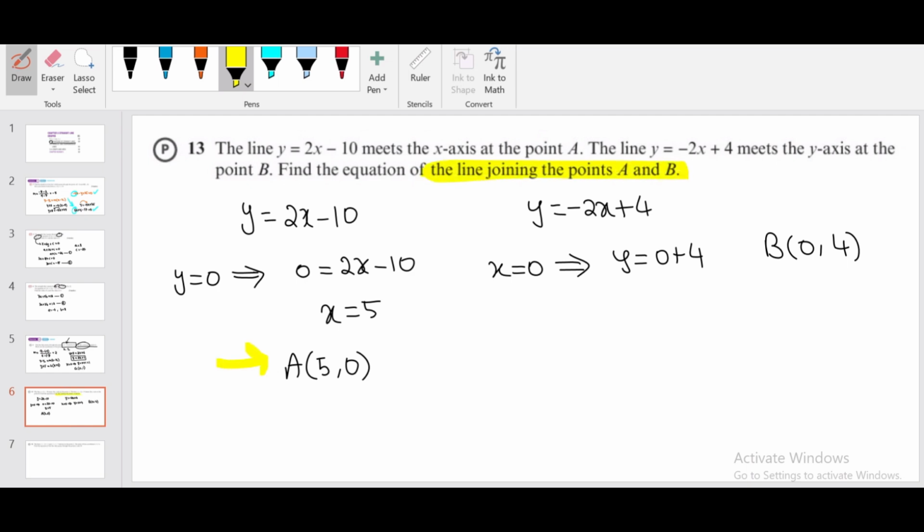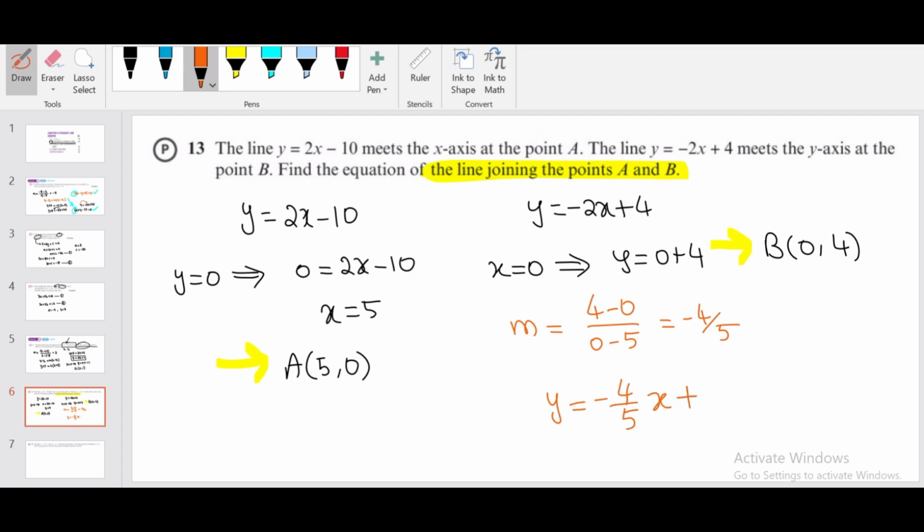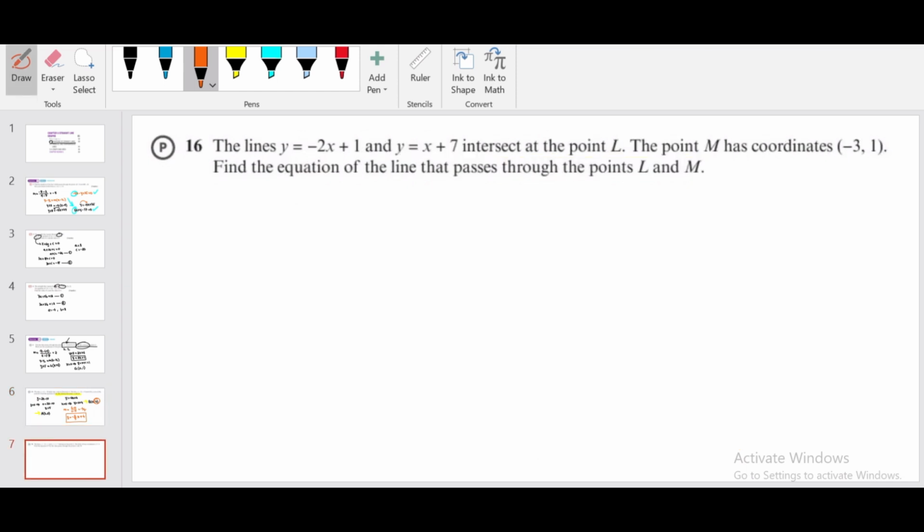Now find the equation of the line joining A and B. You need to use A and B to find the slope first. Slope is y2 minus y1 over x2 minus x1, which is minus 4 over 5. So the equation is y is equal to mx plus c. C is this y value. When the x coordinate is 0, you can take the y coordinate straight away as c. You can leave it in this form because the question just wants you to find the equation. They did not specifically mention which format. Let me take one more last question from this exercise.